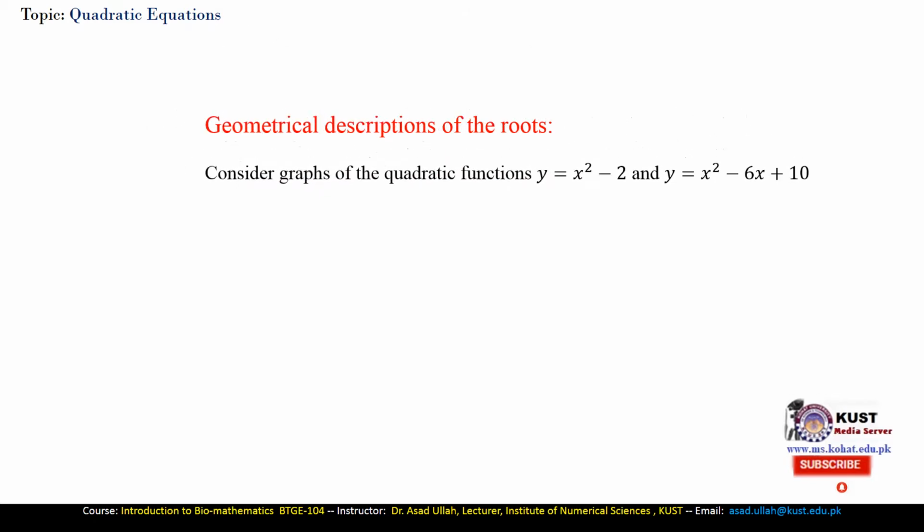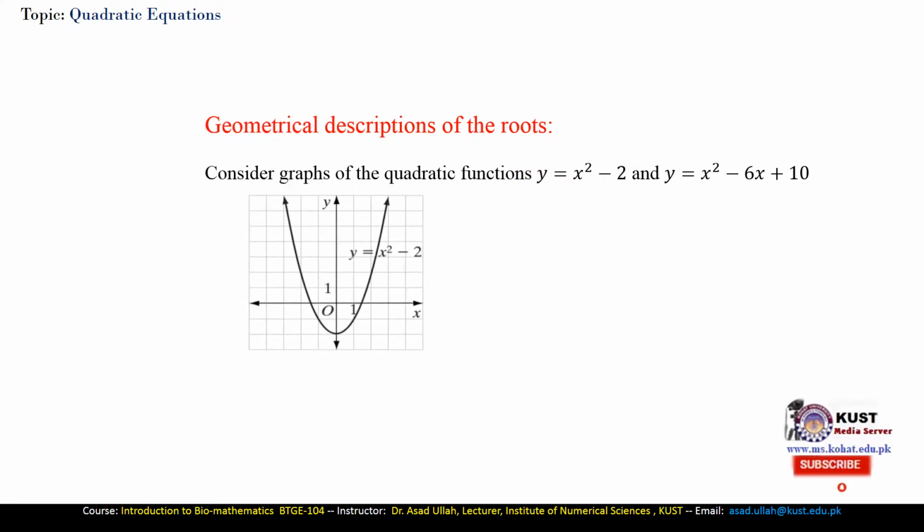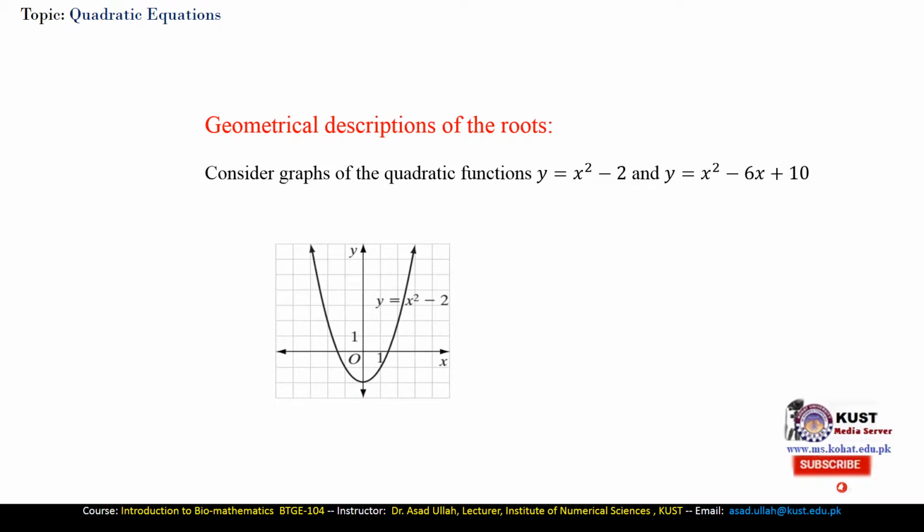Now to geometrically understand what roots are and how to find roots from the graphs of the quadratic equation or any polynomial equations, here we consider two different functions that were already discussed in the previous slides: y is equal to x square minus 2 and y is equal to x square minus 6x plus 10. First, I discuss the graph of y is equal to x square minus 2. That is the form of a parabola.